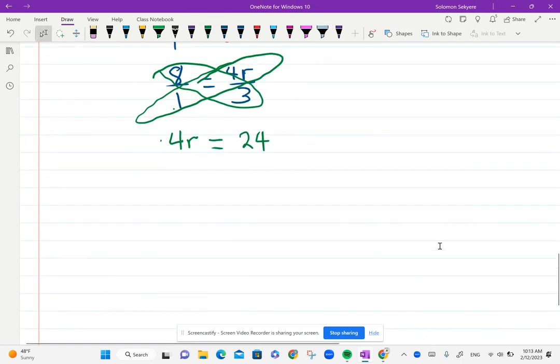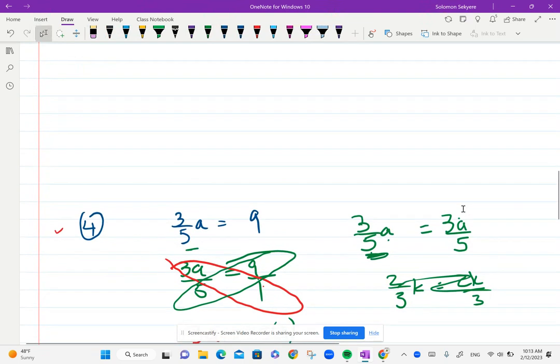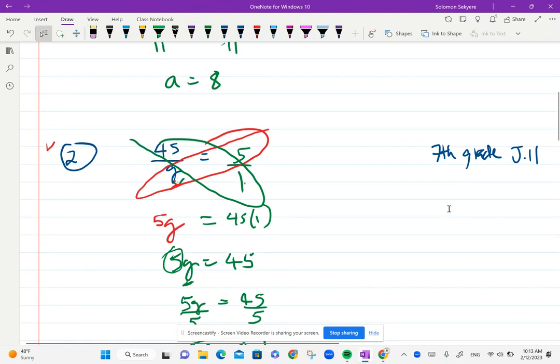So we have an equation. We need to find our variable r. A number 4 is multiplying. How do we find it? By reversing the multiplication. We divide both sides by the coefficient of our variable: 24 over 4. And we say r is equal to 6. So that ends this video.